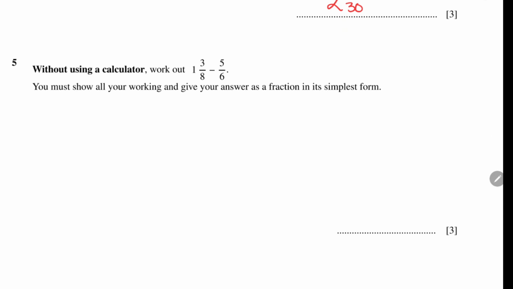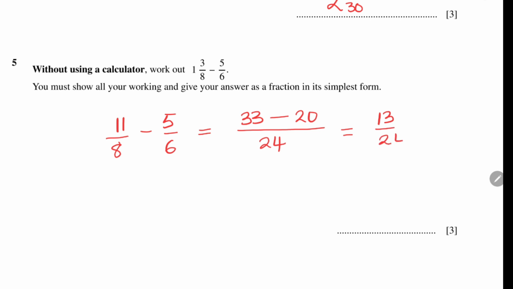Without using a calculator, work out that. Remember the drill. You need to change this to an improper fraction. So this is going to be 11 over 8 minus 5 over 6. The LCM of 8 and 6 will be 24. 8 in 24, 3. 3 times 11, 33. Minus 6 in 24, 4. 4 times 5, 20. So we are left with 13 over 24. This cannot be taken to any simpler form. So this is our final answer.